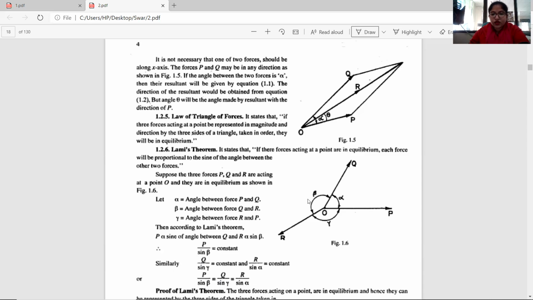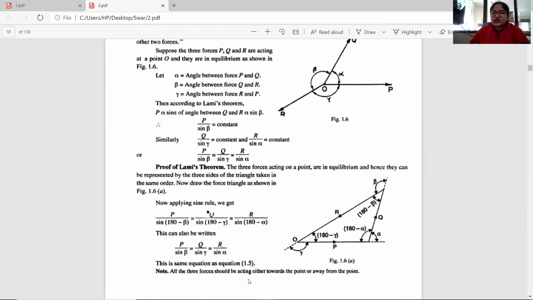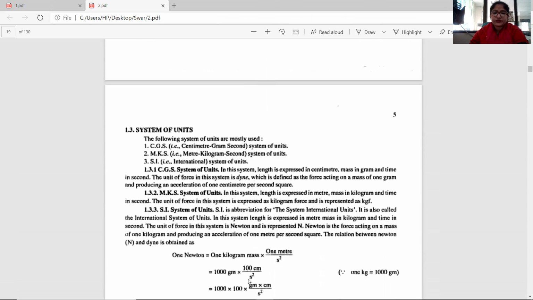Like if I am talking about this P force, then the angle between the other two forces is beta. If we talk about this Q force, then the angle between the other two forces is gamma. And if we talk about this R, then the angle between the other two forces is alpha. So P upon sin beta equals Q upon sin gamma equals R upon sin alpha.